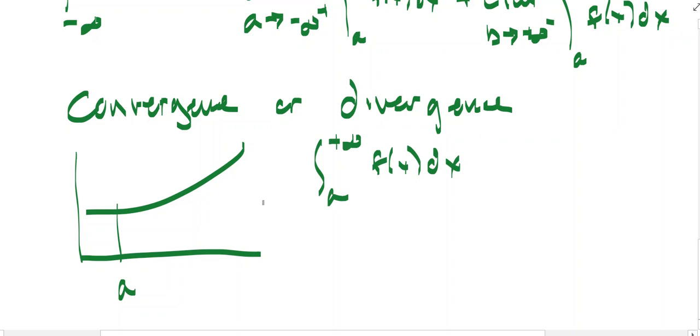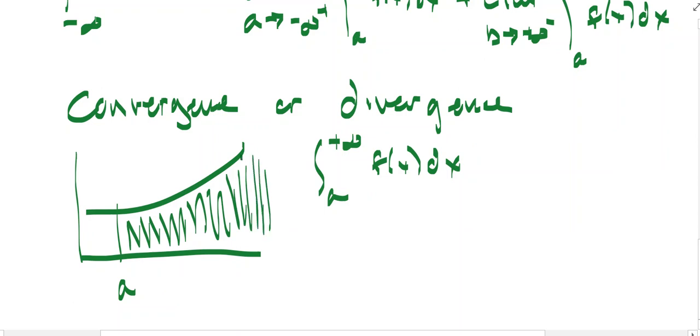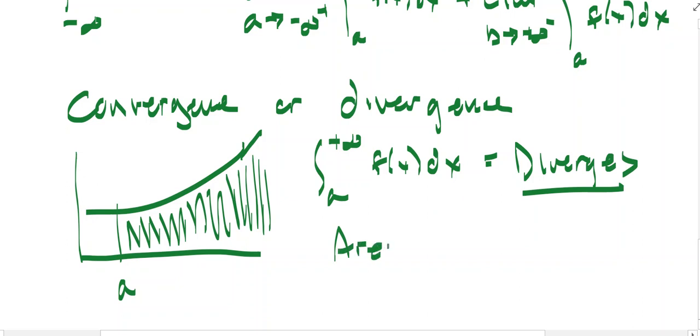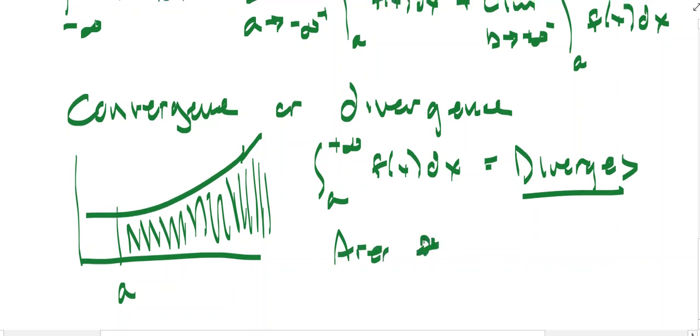Well, let's take a look at this geometrically. There is no area under this curve. This area just keeps going on and on and on. As this curve is going upwards, that area is just getting bigger and bigger and bigger. So we would say that this diverges. This diverges, which geometrically means that the area is infinite.